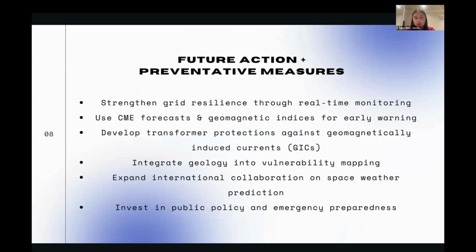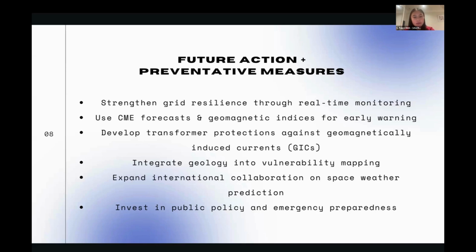So one step is real-time monitoring of power grids. We need to incorporate CME forecasts and geomagnetic indices like Dst and AE into their operations. This would allow utilities to take protective action hours in advance. Hardware changes like transformer designs that could withstand GICs are another line of defense. And beyond engineering, policy also matters. So mapping vulnerabilities based on the regional geology can help prioritize upgrades, especially for lower income areas. And international collaboration is essential because CMEs affect multiple countries at once.